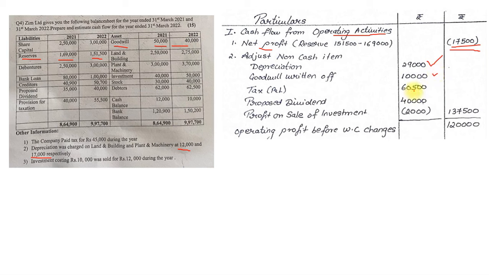We found tax 60,500. Proposed dividend. We take the current year's proposed dividend, 40,000. These are again proposed, meaning I haven't yet paid. No cash has gone out, but it's an expense that is going to be in the future.